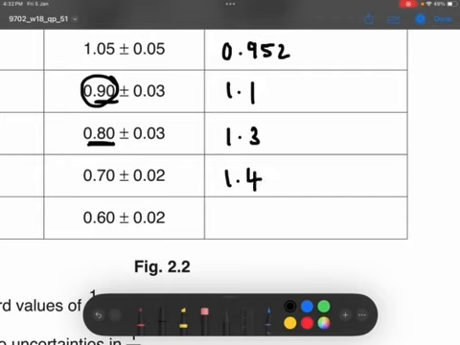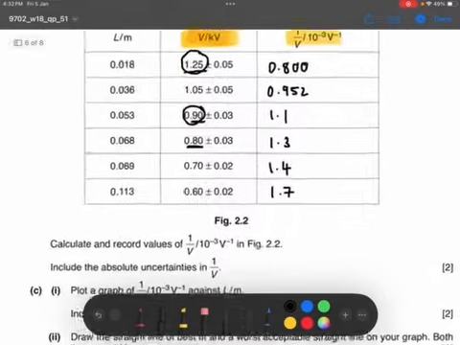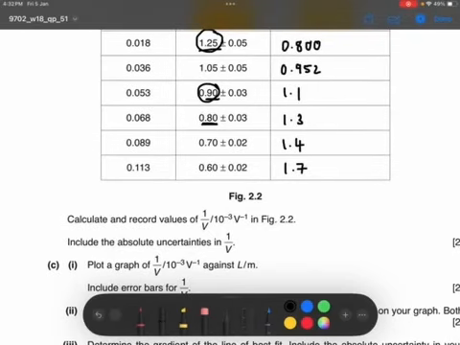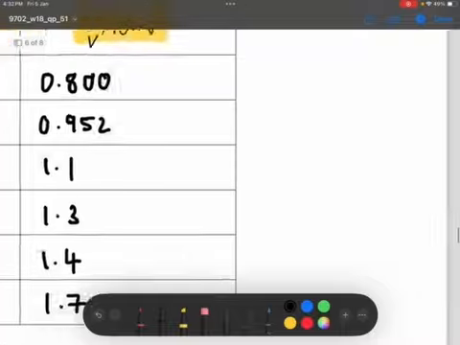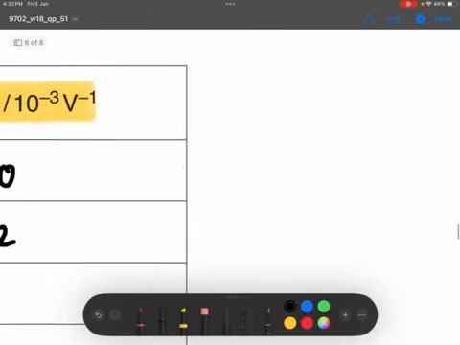Then the next one is 1 divided by 0.6, which gives me 1.6666666. To two significant figures, that's 1.7. So I have finished the first part of the column. Now, they also say include the absolute uncertainties in 1 over v. That's where it gets tricky. To find the absolute uncertainty in 1 over v is not an easy thing, neither is it a very tough thing.